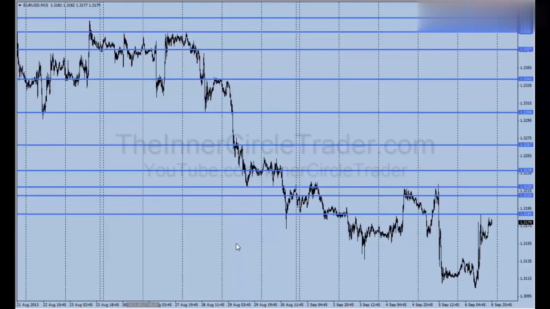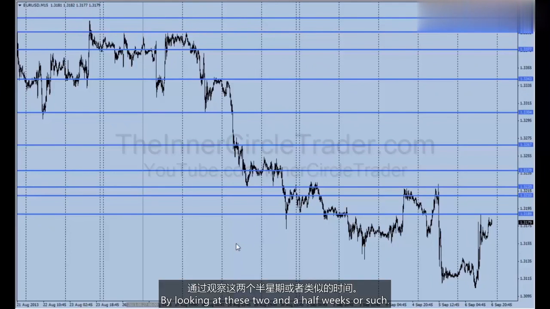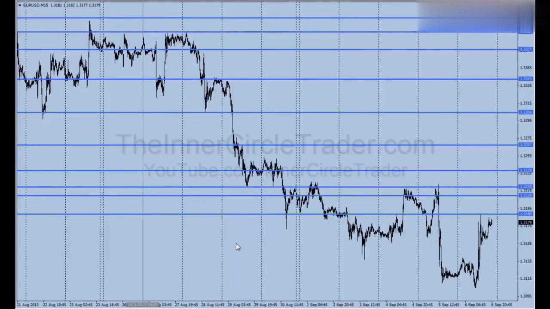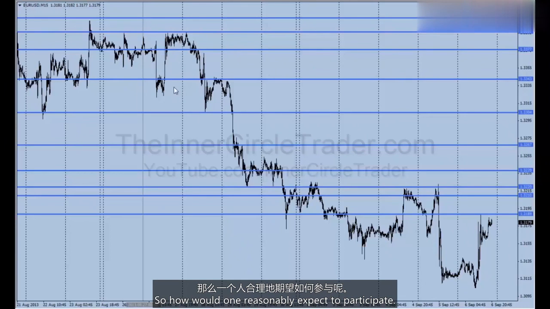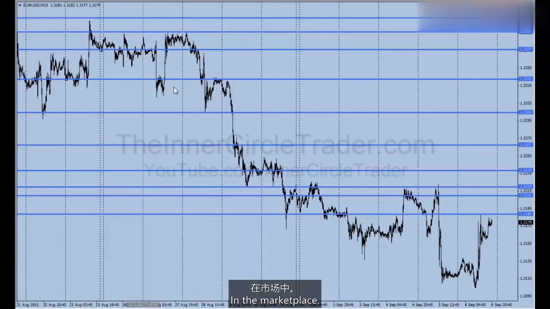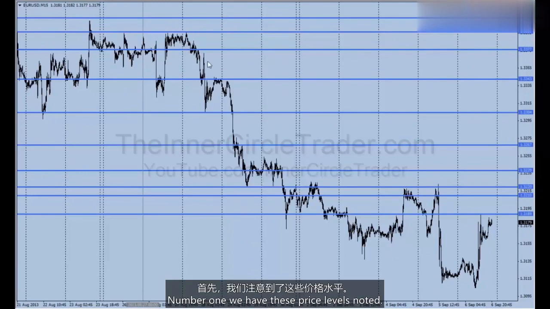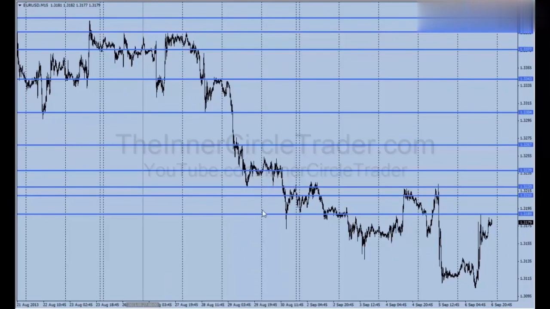So now by looking at these 2.5 weeks or such in price data, we called the market lower back here. So how would one reasonably expect to participate in the marketplace as price moves lower? Number one, we have these price levels noted, and again, from this point in here, these levels were on the chart. They would be walking forward. You would see price reacting real time at these price points.